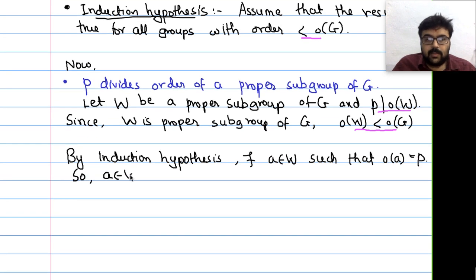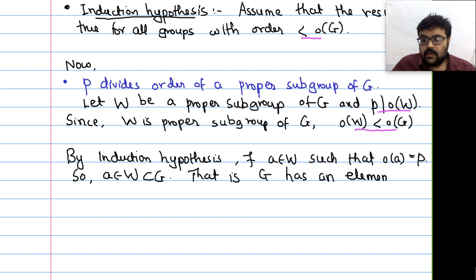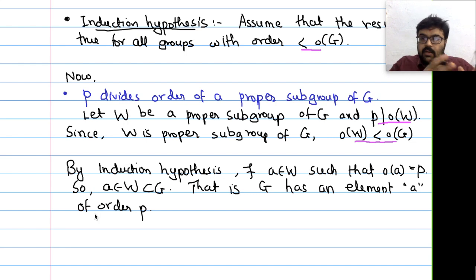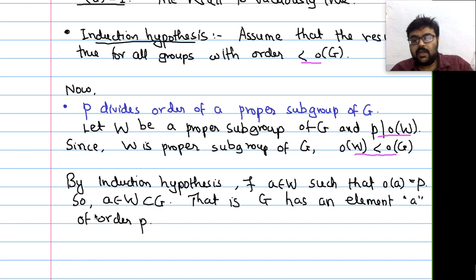So A belongs to W, a subset of G. Right, so A is an element, that is, G has an element A of order P. So in this case we are done, very easy, because if we can go from the nth case to the n minus 1 case, or to the lower case, with the condition that P divides order of W, then we easily apply the induction hypothesis.